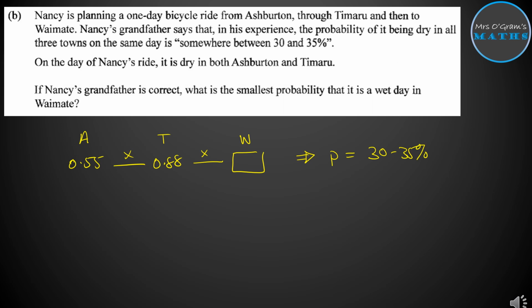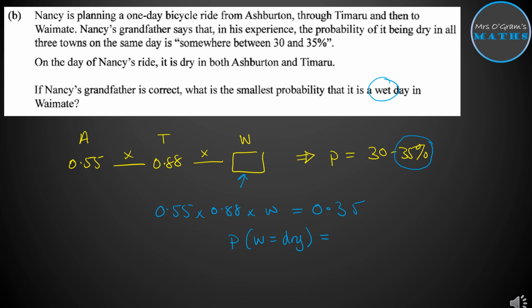Now we've got a third town being introduced of Waimate. So Nancy's grandfather says that the chance of it being dry in all 3 towns is between 30 and 35%. On the day of the ride, she gets a dry day in both Ashburton and Timaru. Now we already know the chances of that, so Ashburton was 0.55 dry, and then Timaru was 0.88. If I'm just picking out the bottom branch from the tree diagram that we had before, then if Nancy's grandfather is correct, what's the smallest probability that it's wet in Waimate? So we've got the last town in the stop.